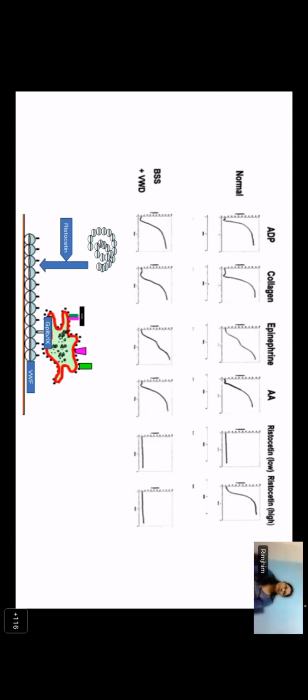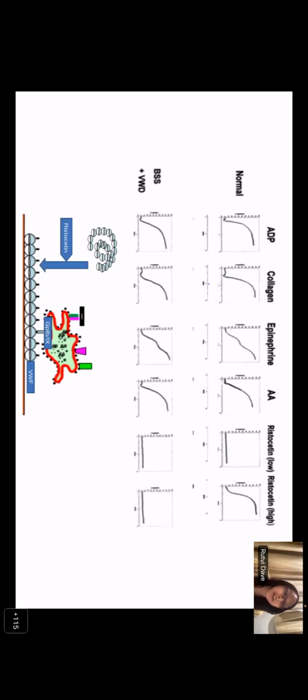In a patient with Bernard-Soulier syndrome or von Willebrand disease, there will be no response to ristocetin, but a normal response to all the other agonists. Why is it so? What is the mechanism of ristocetin? Ristocetin causes unfolding of the von Willebrand factor, opening it up and enabling binding of the glycoprotein 1B receptor of platelets to the von Willebrand factor. This is the mechanism of ristocetin.